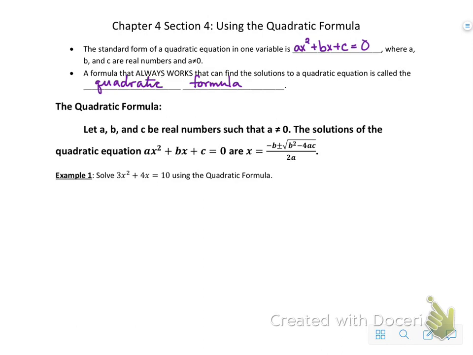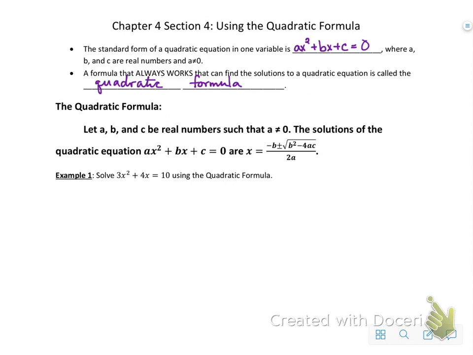So this is the quadratic formula. Let a, b, and c be real numbers such that a does not equal 0. The solutions of the quadratic equation ax squared plus bx plus c equals 0 are x equals negative b plus or minus the square root of b squared minus 4ac over 2a. So we are going to use that every time in this worksheet, in this set of notes, in this section. We're always going to use the quadratic formula.